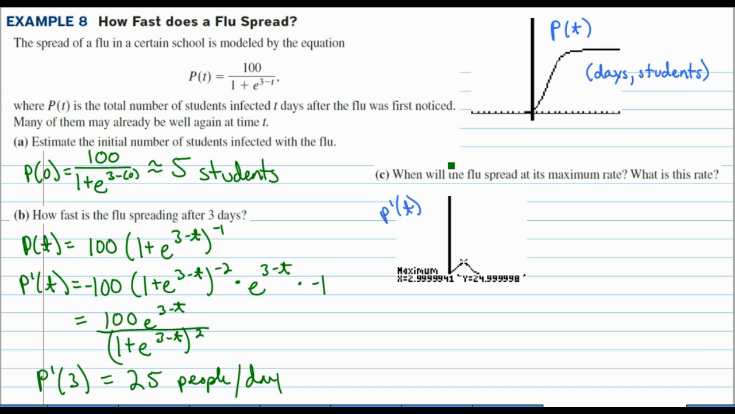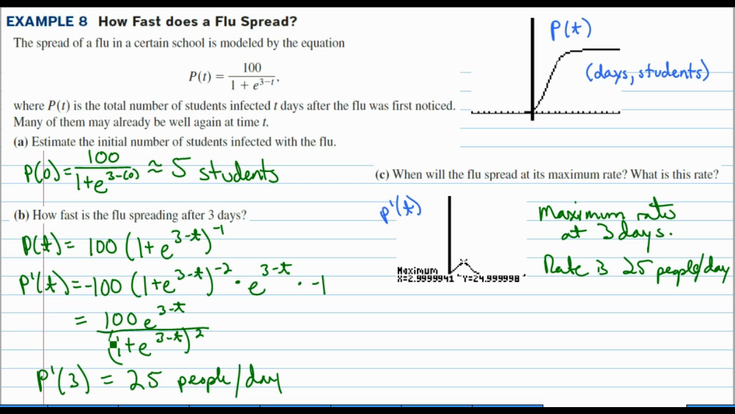Part C, when will the flu spread at its maximum rate? What is this rate? Well, I graphed P prime of T in my calculator and found its maximum. The maximum rate occurs at 3 days. The rate is 25 people per day, which is a coincidence. It's the same. I'm sure they did that on purpose. I would have done something different myself, but whatever. They asked you about the same spot that B did.